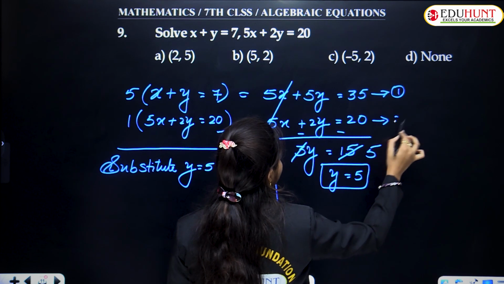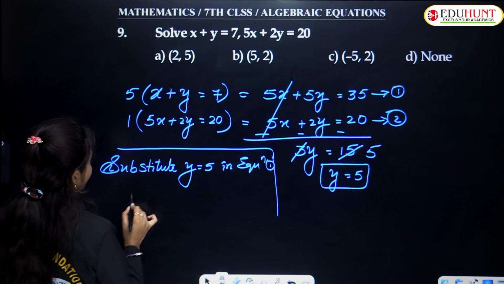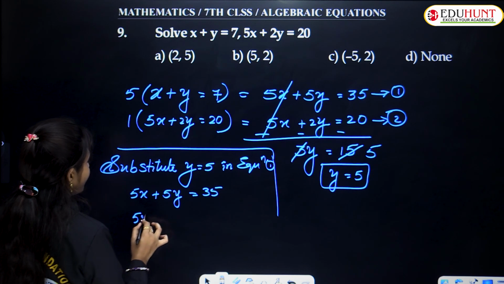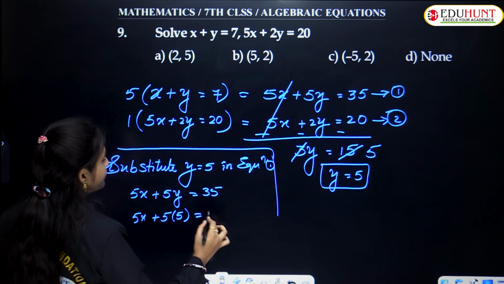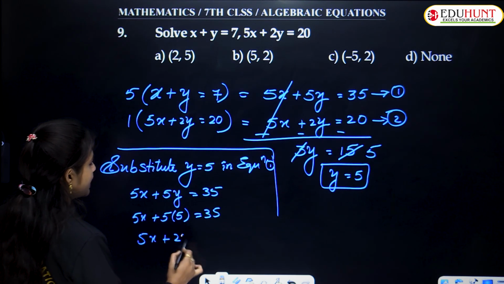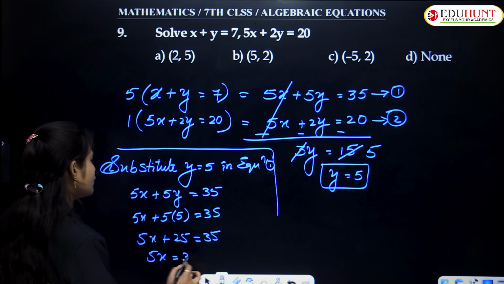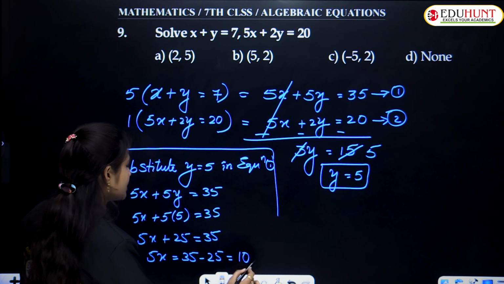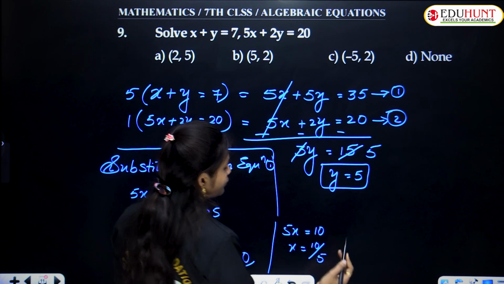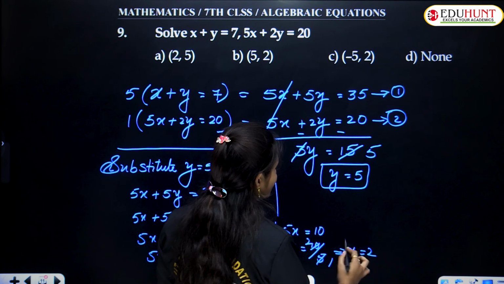Okay, this is equation number 1 and this is 2. Okay, in equation number 1. So what is that equation number 1? 5x plus 5y is equal to 35. So 5x plus 5 into y is equal to 5, which is equals to 35. Okay, so 5x plus 25, which is equals to 35. So from this one, 5x is equal to 35 minus 25, which is equals to 10. So 5x is equal to 10. From this one, x is equal to 10 by 5. So 5 ones are 5 and here 5 2s are 10. From this, x is equal to 2.